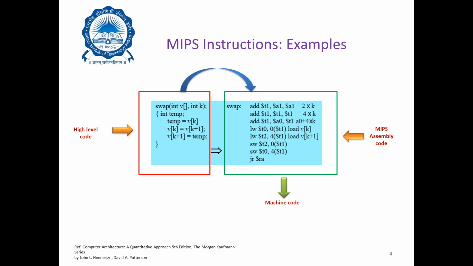And once this swapping process is done, we'll jump back to the register which is $ra, which is having the return address, okay, from where we have actually come. We'll again jump back to the same place.